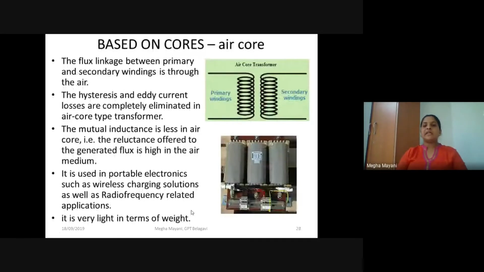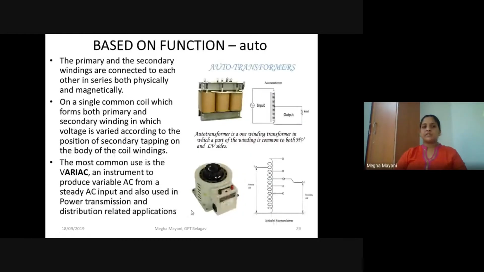So the next category will be based on the functions. Based on the function, we have two types of transformers, autotransformer and pulse transformer. In an autotransformer, the windings are connected physically and magnetically in series. You can see the image here and the corresponding representation. The primary and secondary windings are connected physically as well as magnetically. So on a single coil, by using just a movable device, we can achieve an autotransformer.